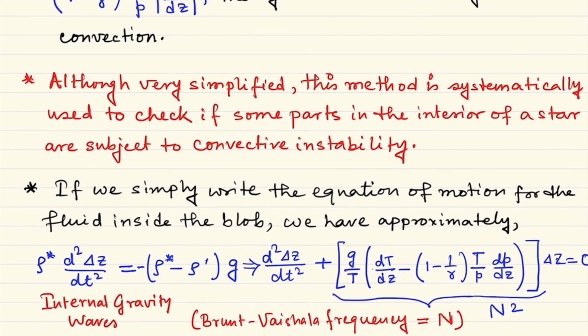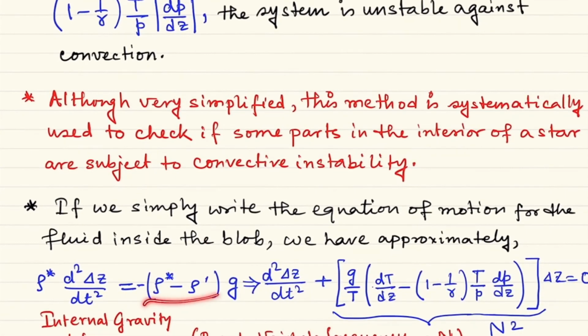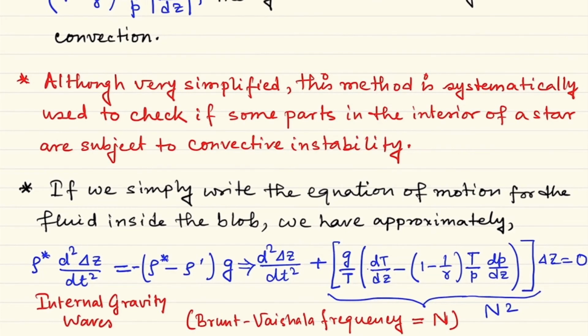Okay, and if you simply replace this value of rho star minus rho prime, you can see that the equation looks like this: d2 delta z dt2 plus g times (1 by T dT dz minus 1 by gamma times T by p dp dz) times delta z, and that is equal to 0. Now this quantity looks like the square of a frequency.